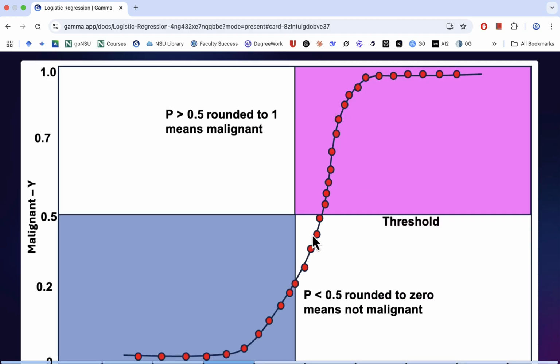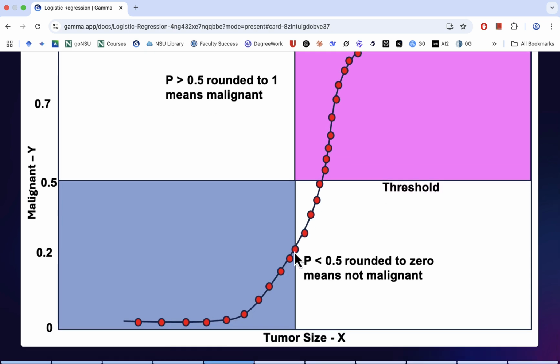And here is the middle part, which is very steep. This shows that small changes in tumor size can make a big change in the probability of malignancy. So for example, the difference in the size of this point, which is B9, and this point, it's not much, but the chances of malignancy are significantly increased.